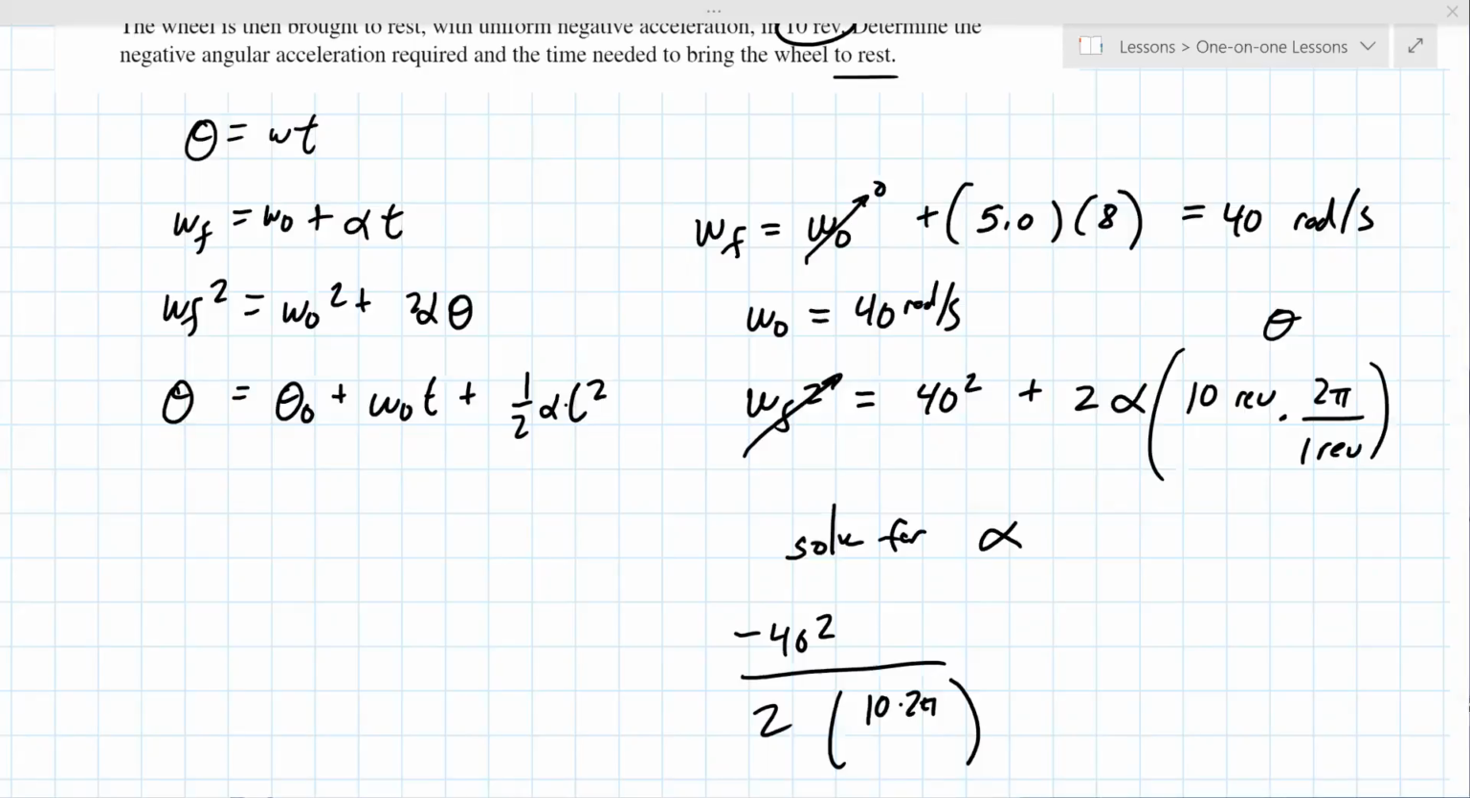So negative 40 squared is, would this be a negative or a positive on the top? It's negative because you're moving it over to the left. You're solving for alpha over here. So negative 1600 divided by 2 times 10 pi. So, all right, let's see if that is correct. Before we move on here. No, it says it's minus 2.26.